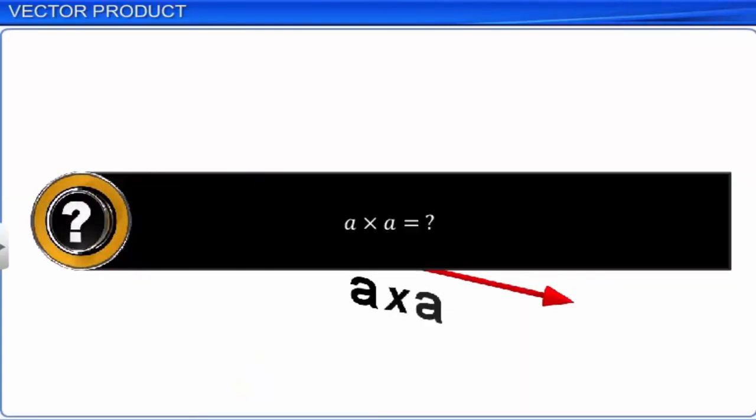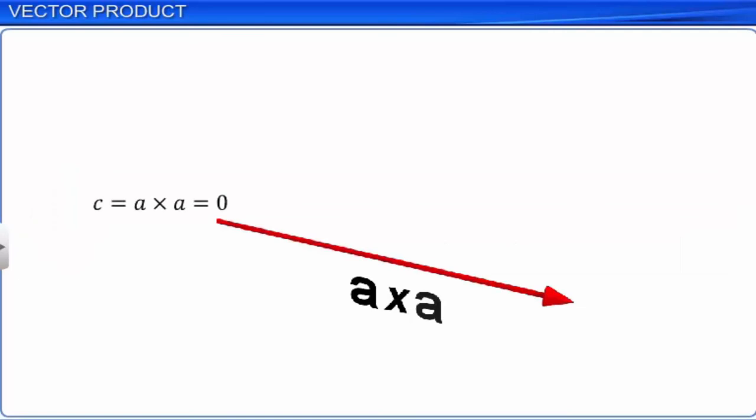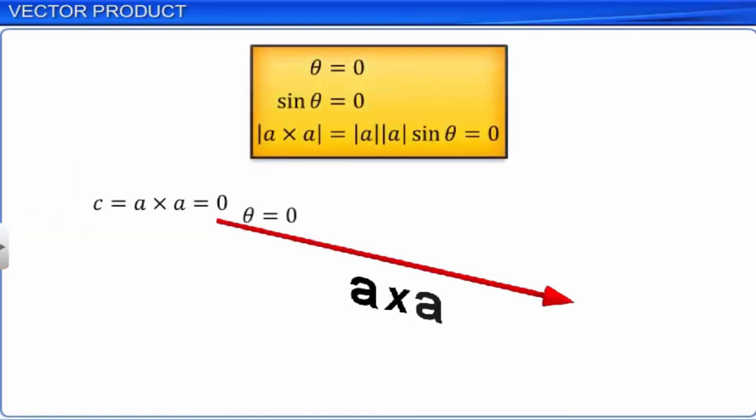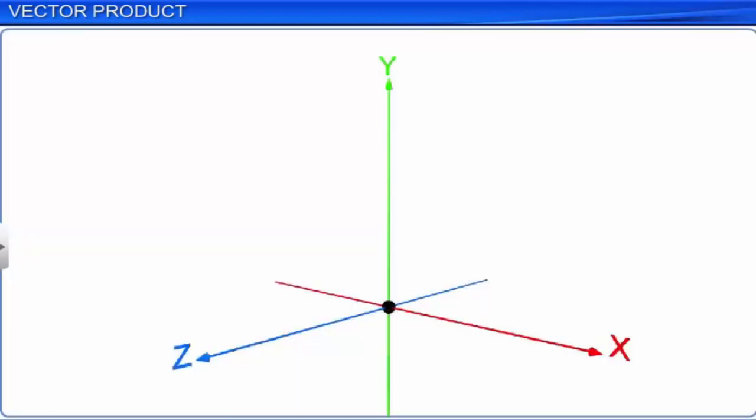What is the vector product of two identical vectors, say A and A? It is equal to 0 because for theta equal to 0, sin theta is equal to 0. If we consider unit vectors i, j and k along the three given axes, then i cross i is equal to 0. Similarly, j cross j and k cross k are also equal to 0.